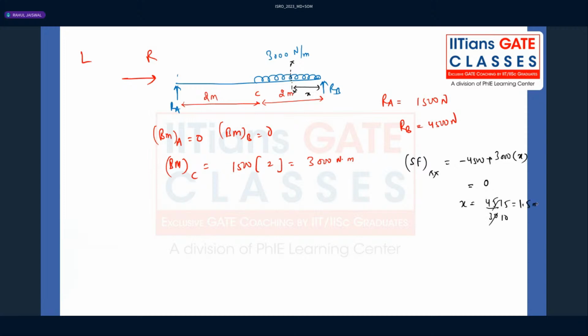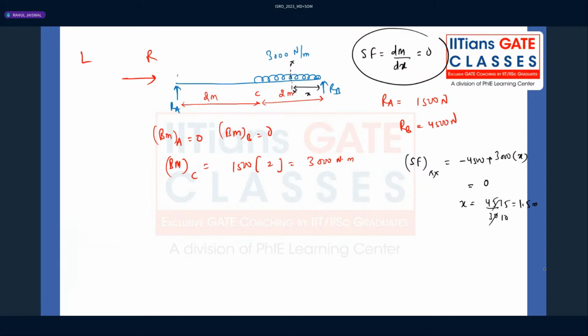So at a distance of 1.5 meter, I am getting shear force 0. And we also know that shear force is dM by dx. The moment shear force is 0, the slope of the bending moment diagram will be 0. If shear force is 0 at that particular point, there is a high chance that bending moment will be maximum, because dM by dx is 0.